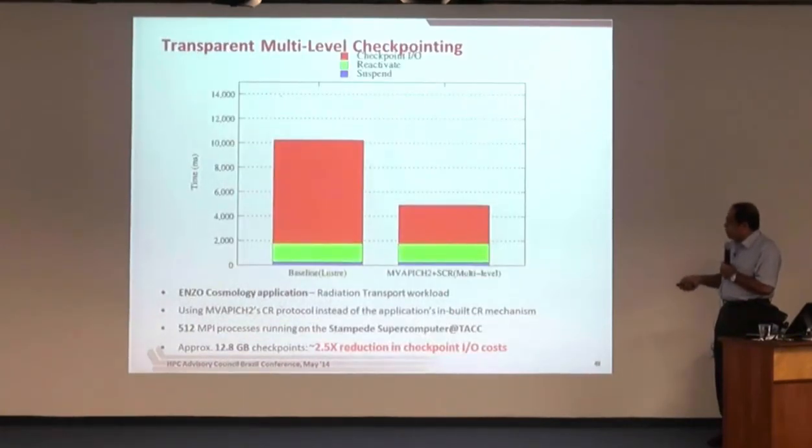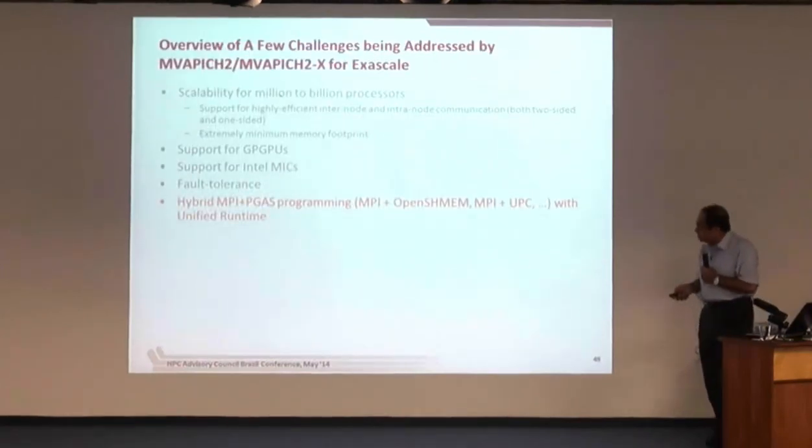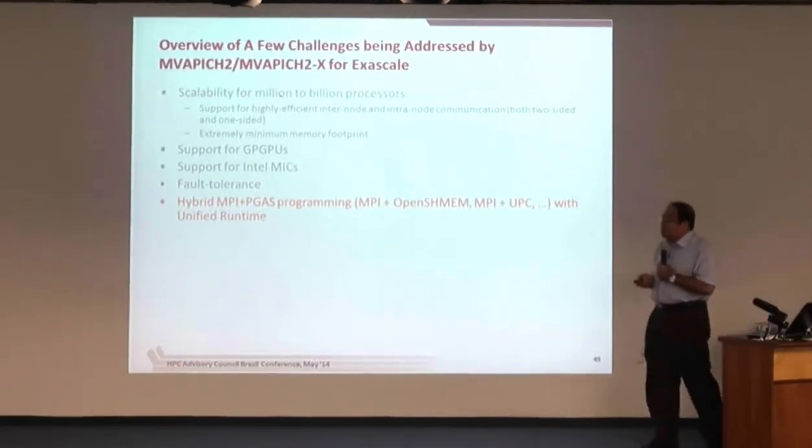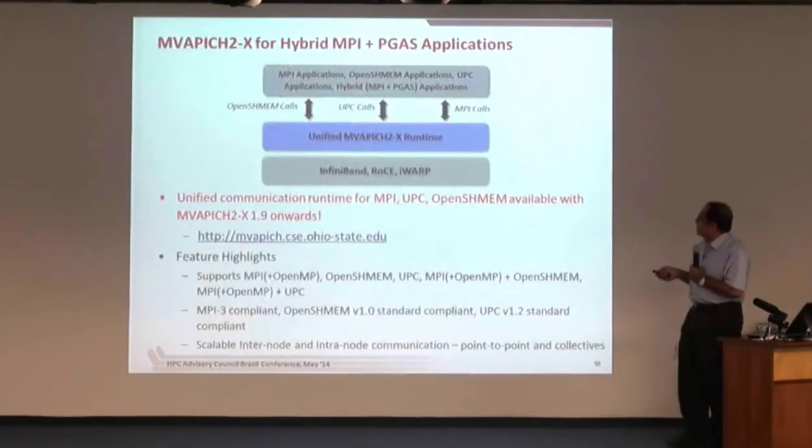And then this is an NAS application we ran. It has like 12.8 gigabytes of checkpoint, and again you can see this checkpoint IO, which takes most of the time, we can significantly cut it down with this SCR level of support. So these are the kind of schemes you need to adopt if you have very large scale systems and want to have fault tolerance. So then let me touch on this hybrid MPI and PGAS I indicated earlier.